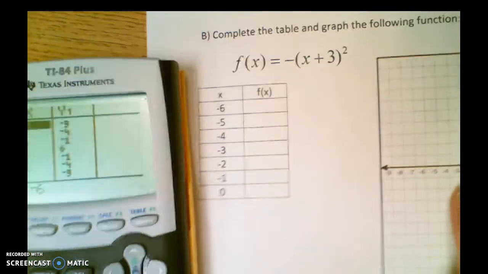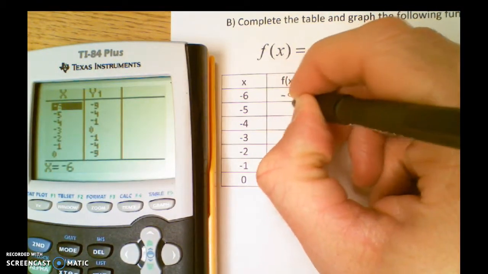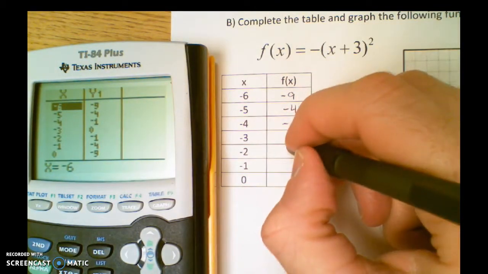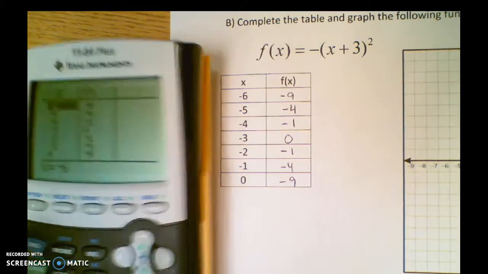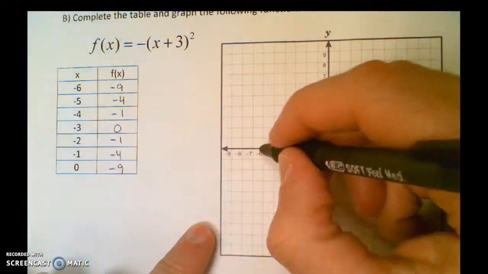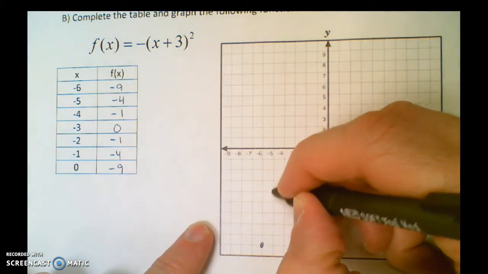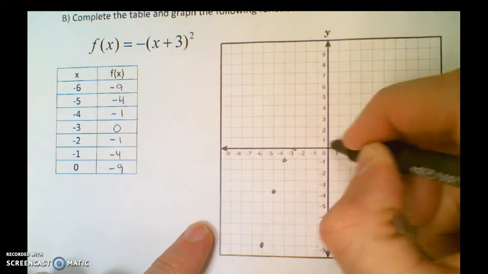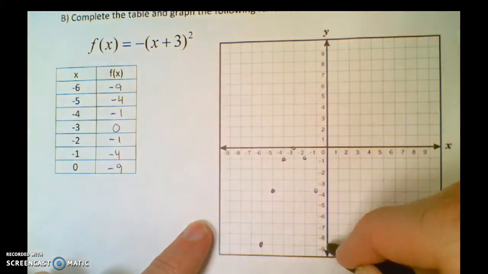-6, -9, -5, -4, -4, -1, -3, 0, -2, -1, -1, -4, and 0, -9. So here I can plot my points.